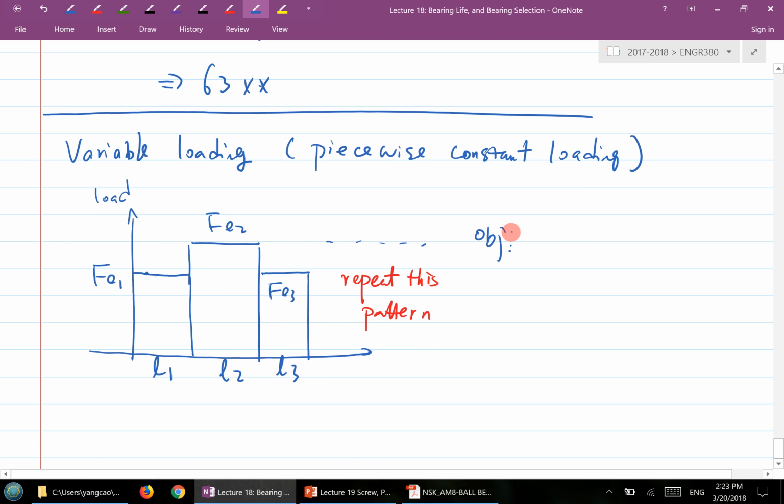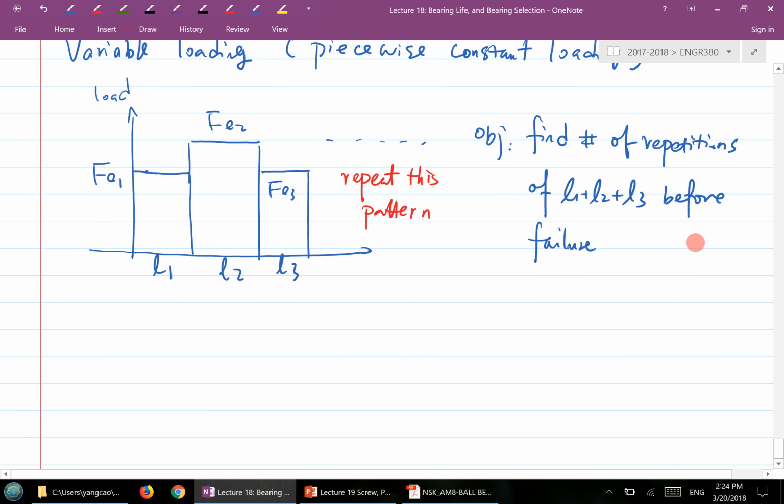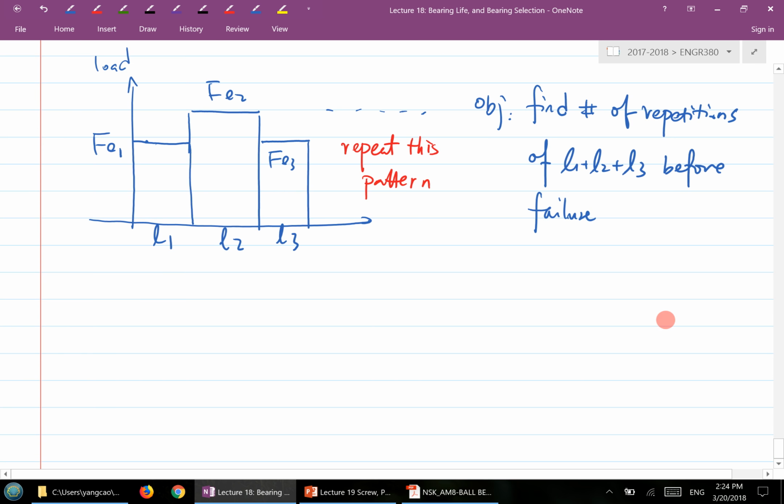Now the question is: let's find the number of repetitions of L1 plus L2 plus L3 before failure. So how many repetitions of this pattern until this bearing reaches its ultimate life? That's the last case we want to learn here. So how do we approach this? Here's the solution. Recall the load-life equation.